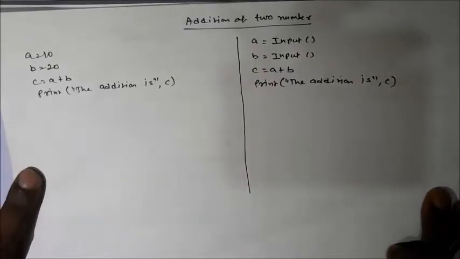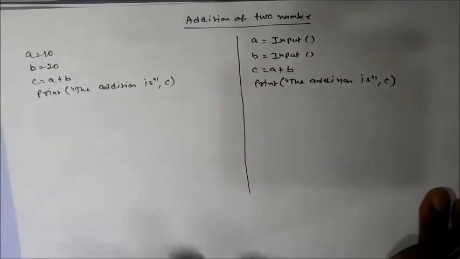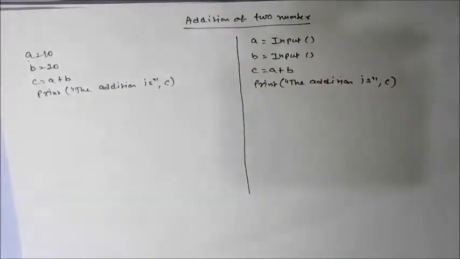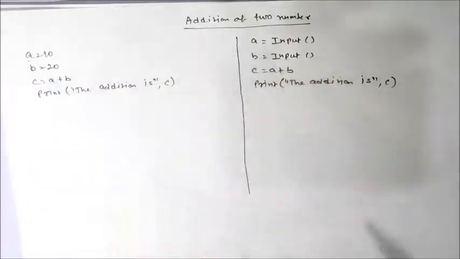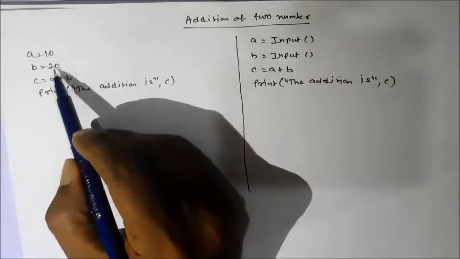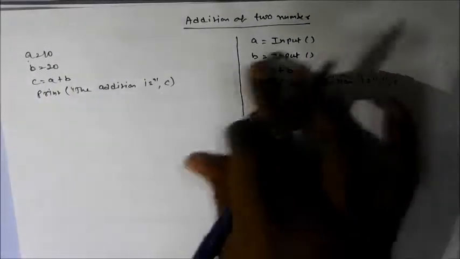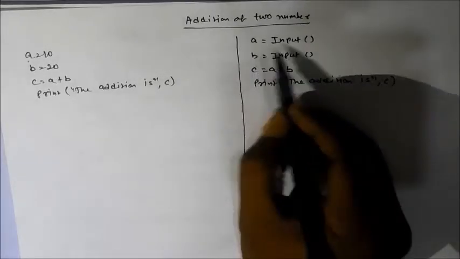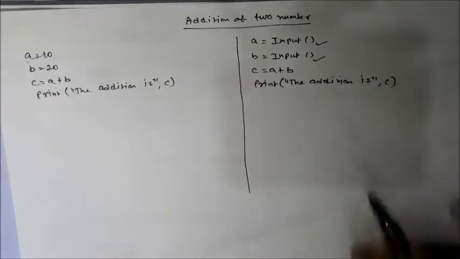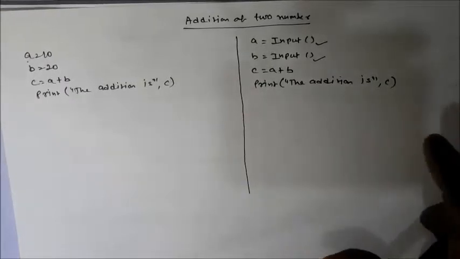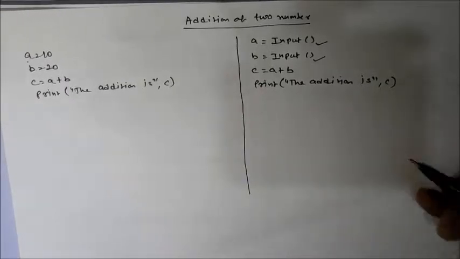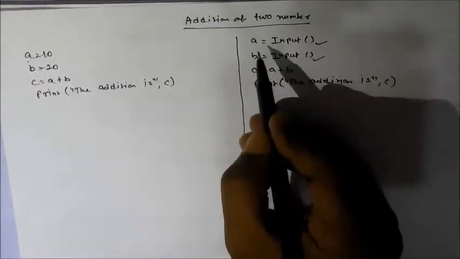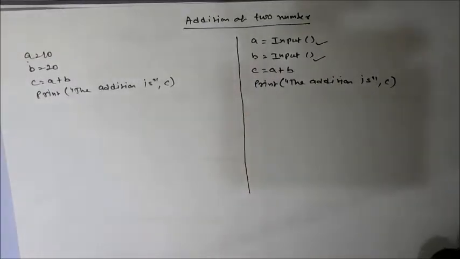Now you see the difference between these two programs. In this program I have assigned the value in the program itself. Here a and b variables are getting the values 10 and 20 in the program itself, but here, from where will they get the value? We have used this statement here, input. The input statement is used to take the input from the user, and whatever input the input statement takes from the user, it is stored in this variable.